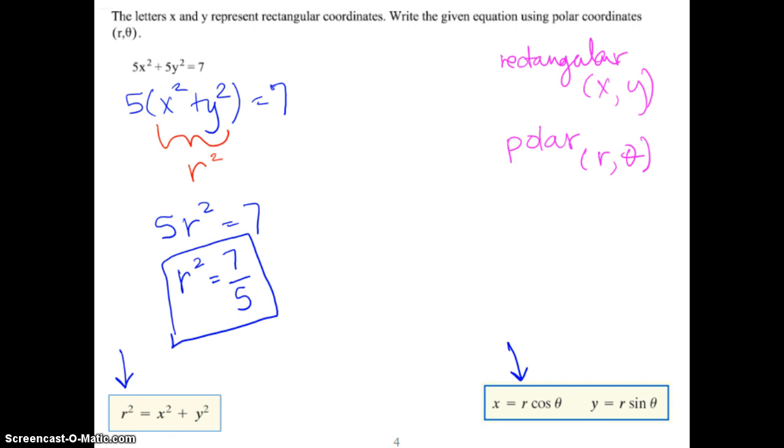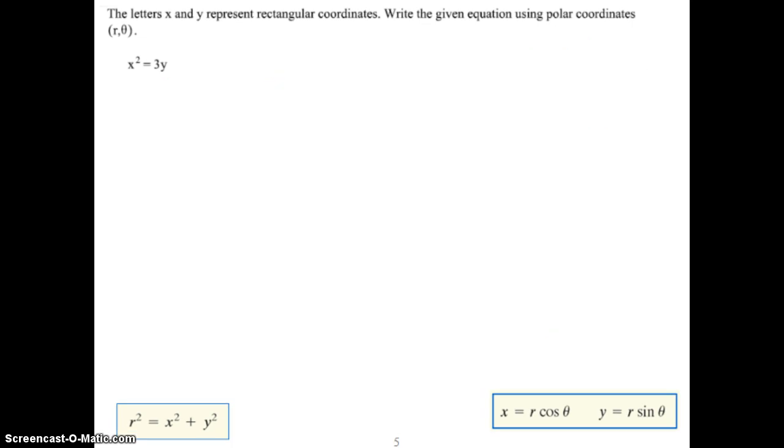Okay, moving on to the next problem. It says the letters x and y represent rectangular coordinates. Write the given equation using polar coordinates r theta. So looking at this equation right now, I see that we've got x squared and we've got y. And there's really not a whole lot of manipulation we can do to this. So let's just go ahead and replace our x and y values with our r cosine theta and our r sine theta.